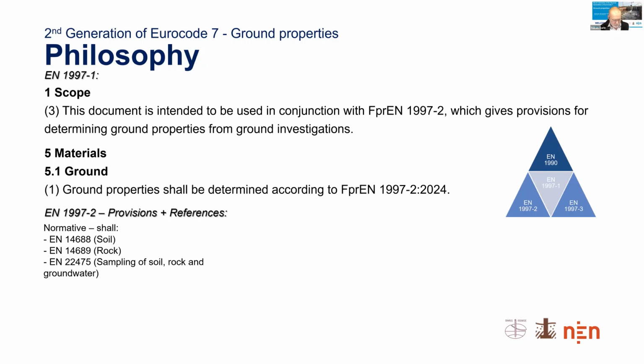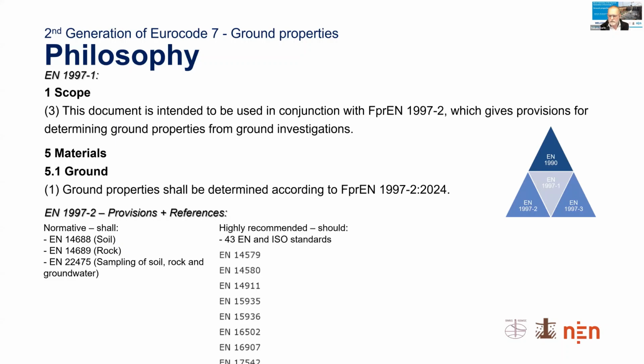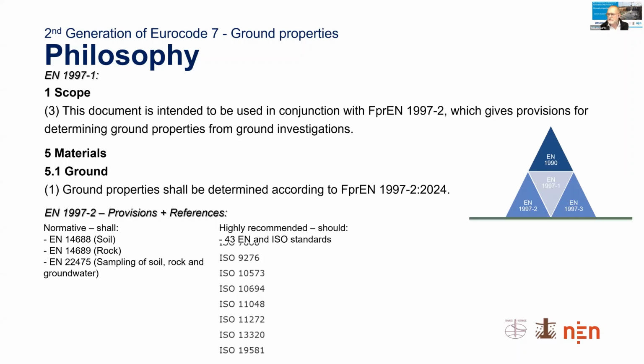Then we have a large number of highly recommended standards. They are 43 European and ISO standards related to material testing, etc., which actually form the basis for Eurocode 7 Part 1, 2, and 3. These 43 EN and ISO standards, together with the 3 normative EN standards, form the basis for the pyramid, Eurocode 7 Part 1, 2, and 3.